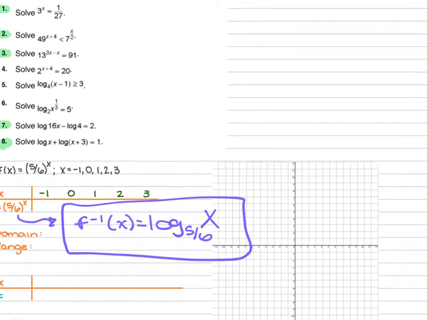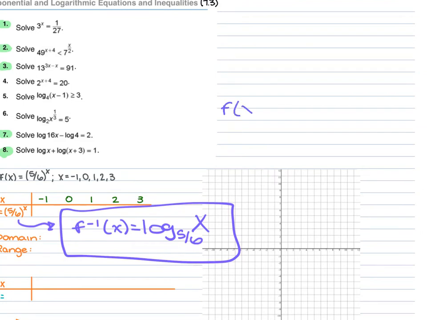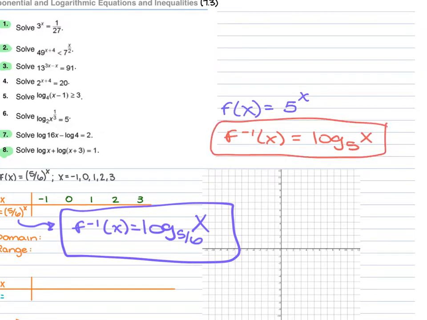Just like if we had something like f of x is equal to, let's say, 5 to the power of x. So the inverse of this is going to be f to the negative 1 of x is equal to log 5 is your base, x is your whole sort of number. So this is what your quiz question will pretty much look like.